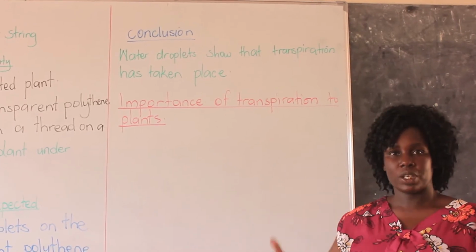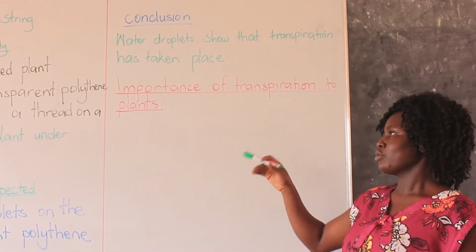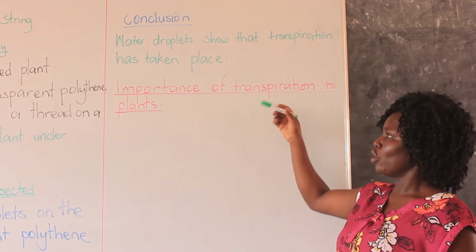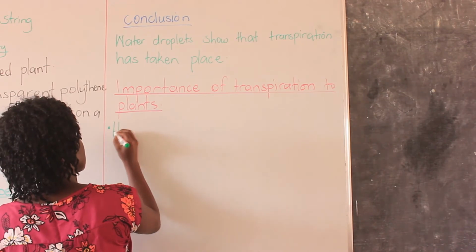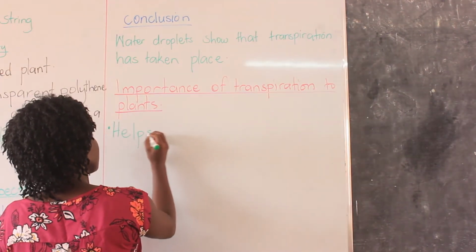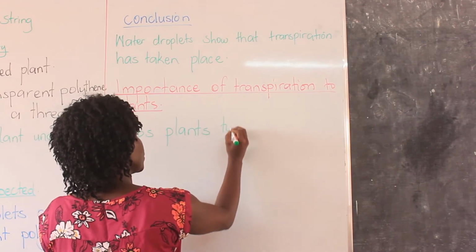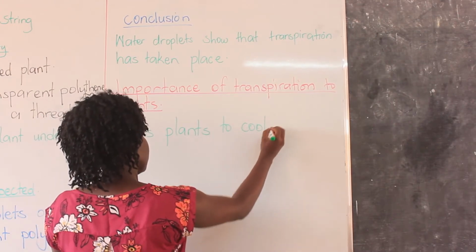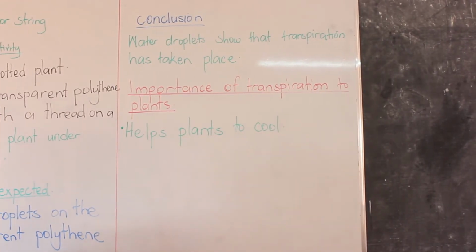That is the way plants sweat, as you also sweat when it is too hot. Also plants, we are going to say they do sweat as a result of transpirating. So transpiration helps plants to cool.